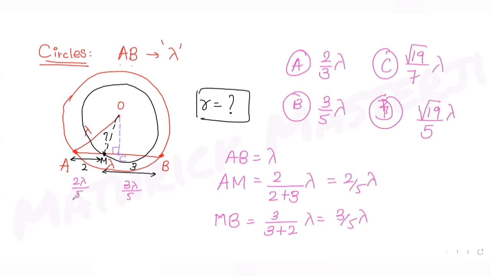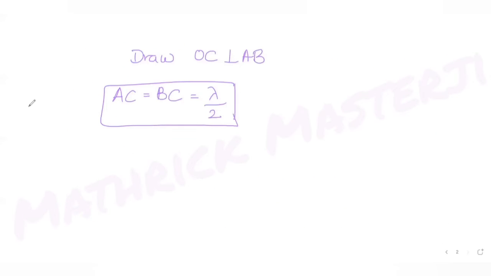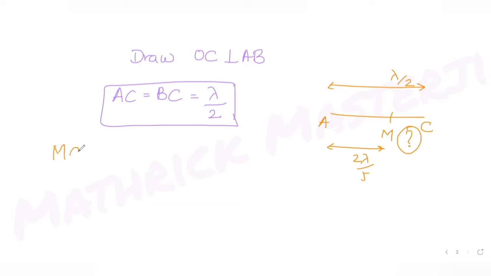Now AC is lambda over 2. Out of this entire length of AC, I have one point M also. AC is lambda over 2, and AM in this case is 2 lambda over 5. So from there I will get this MC. MC, or CM, is nothing but AC minus AM, and that is lambda over 2 minus 2 lambda over 5.